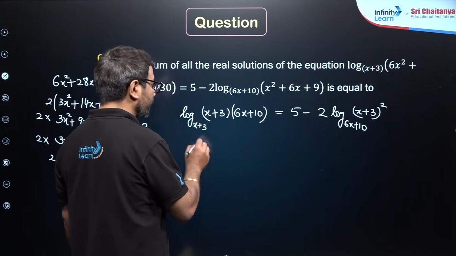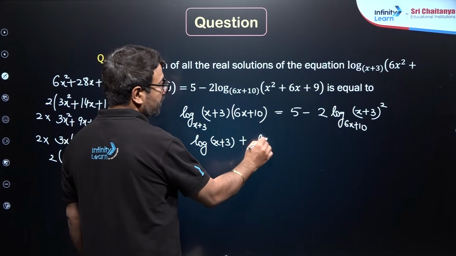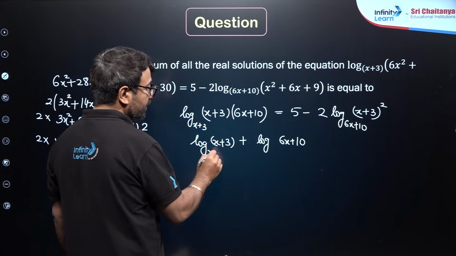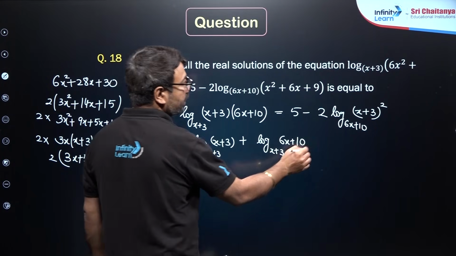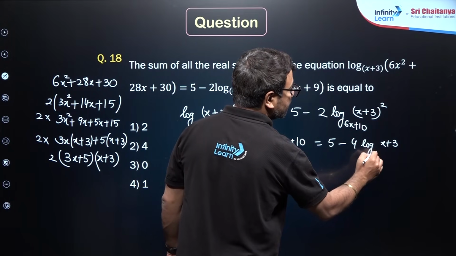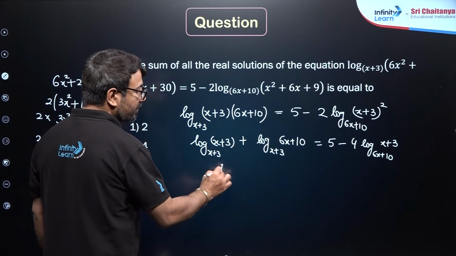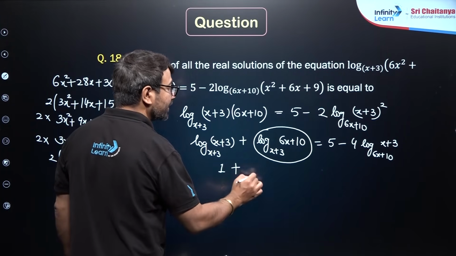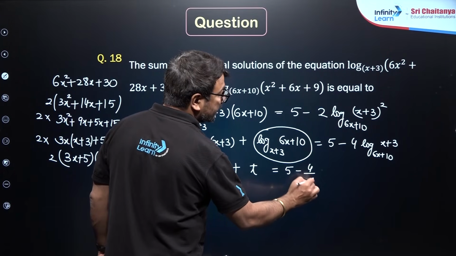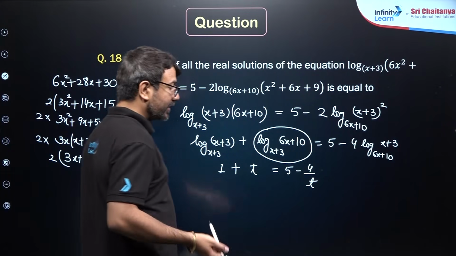So what you need to do, we have to replace it with log a plus log b. And here we have to take the base x plus 3. Here we have to write 5 minus 4 times log x plus 3 and then 6x plus 10. Now bache, this will become 1 and this expression I am assuming t. If this is t, then here in the right hand side it will become 1 by t because the base and the argument are interchanged.